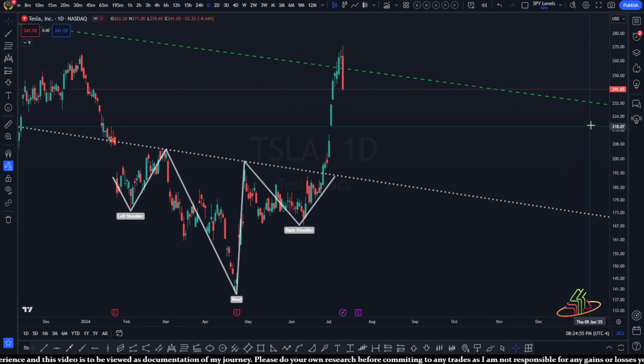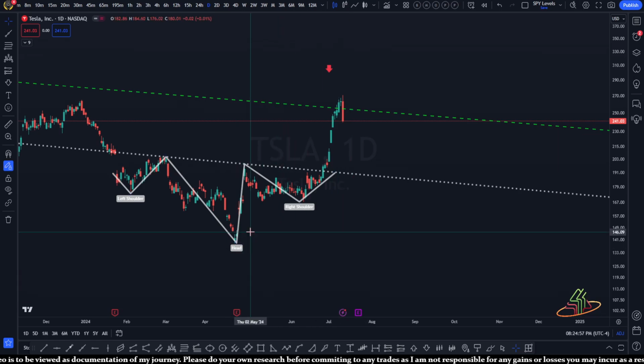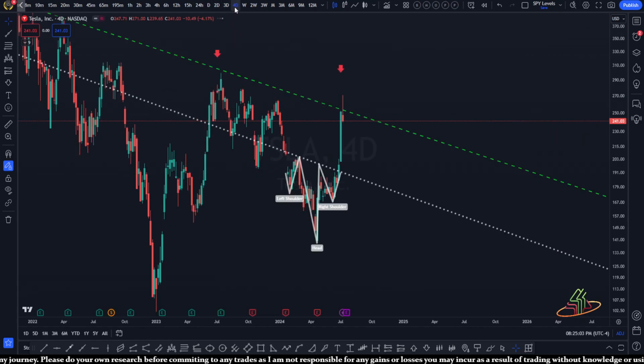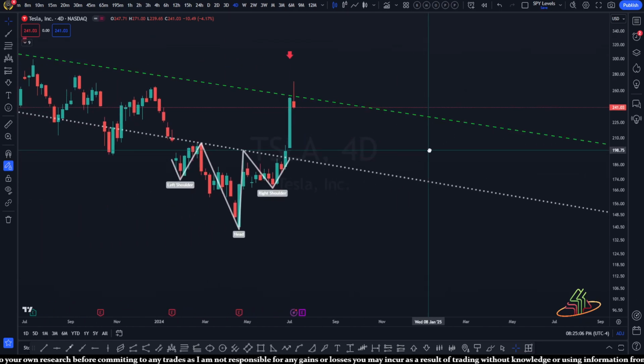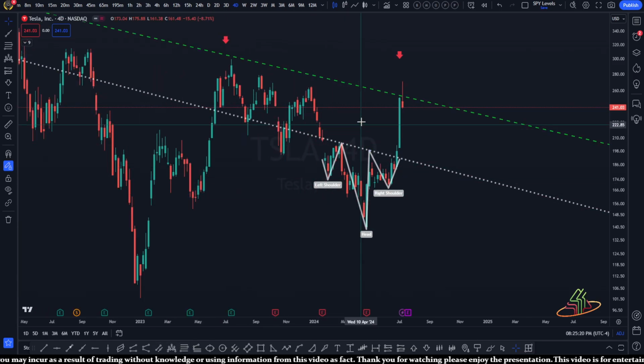Now, we have this move, we have this breakout, and if we go down to this, let's just say this 4-day right here, we can see that we had the breakout, but we never retested this line, right? So what the market wants to do is have a breakout, a retest, and then another breakout. In this case, we just had a breakout. So what I think wants to happen now is that price wants to come back down here.